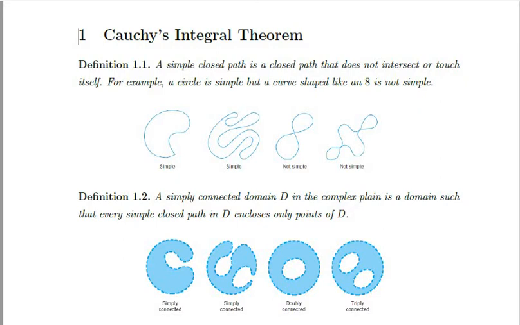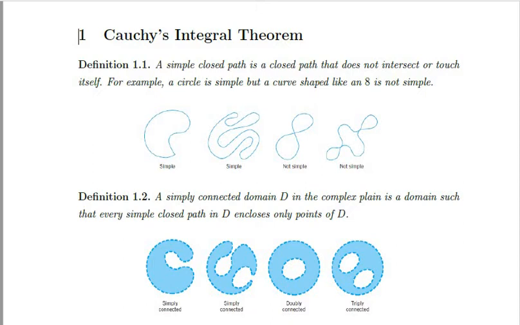Check the diagrams. It is a simple closed curve because it is closed and does not intersect itself. This one is also simple, but this one intersects itself, therefore it is not simple. The next definition: a simply connected domain D in the complex plane is a domain such that every simple closed path in D encloses only points of D.